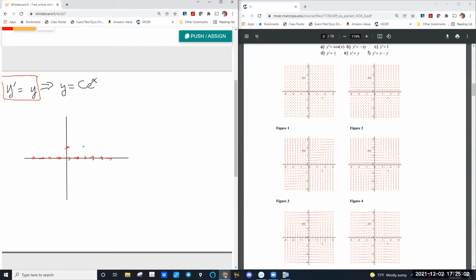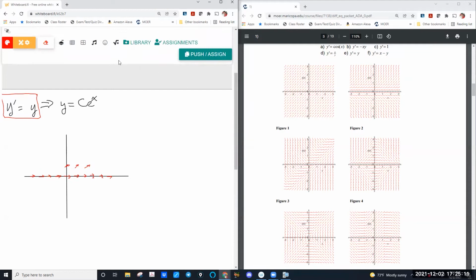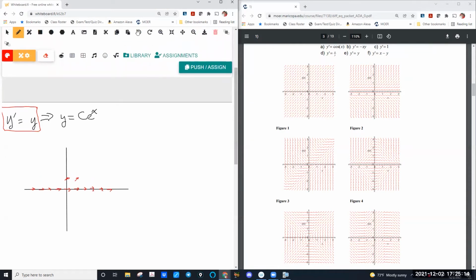Now, any place y is 1, we're going to have a slope of 1. So on this horizontal, I wish these lines were coming out a little more parallel. Let's see if I can do a little better. We got a bunch of lines with a slope of 1 along that horizontal. And that's kind of how we build a slope field. If we go up again to where y is 2, we get something that's a little steeper.